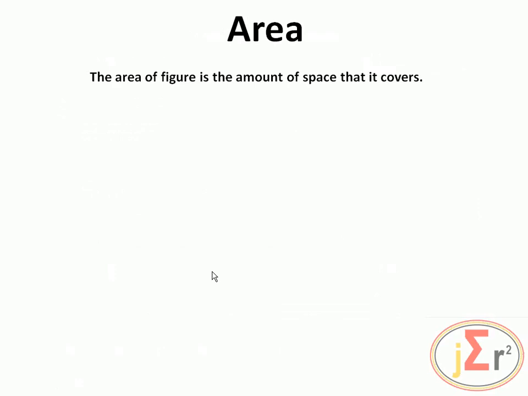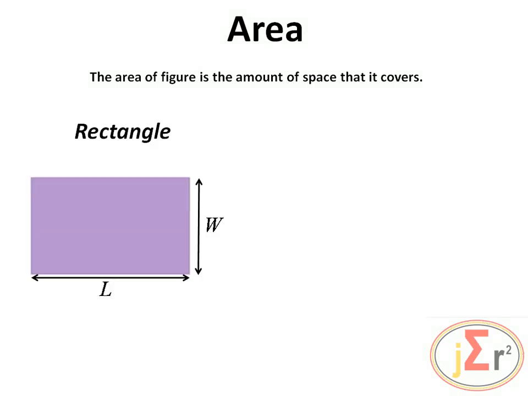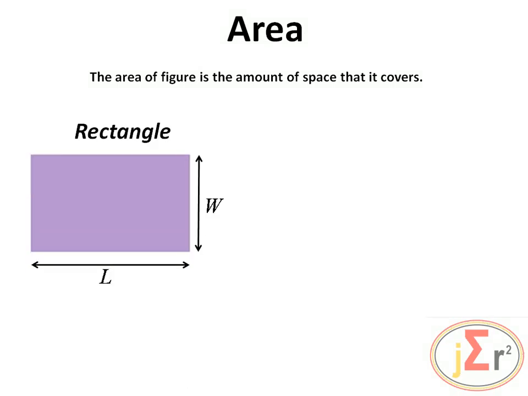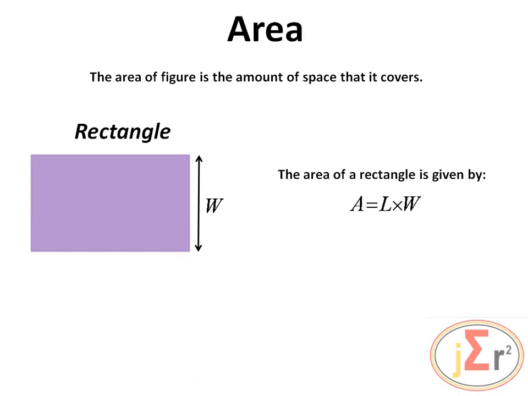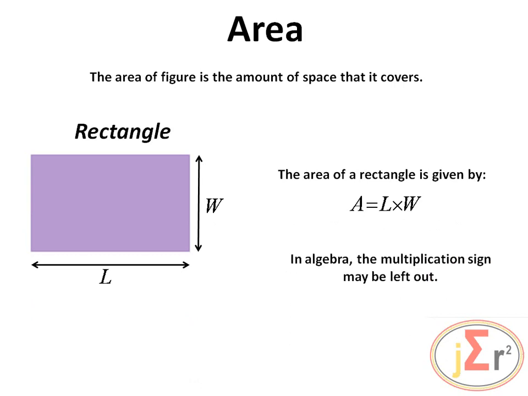We are going immediately into area. And the area of a figure is the amount of surface that it covers. And the area of a rectangle is given by, what is it given by? Length multiplied by width. That is your length. That is your width. In algebra, the multiplication sign may be left out, of course. So the area is equal to LW.